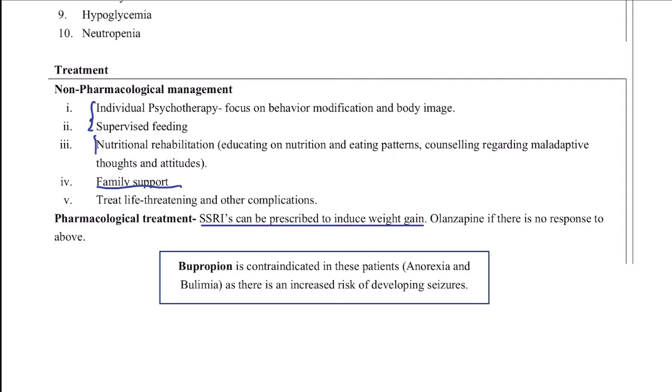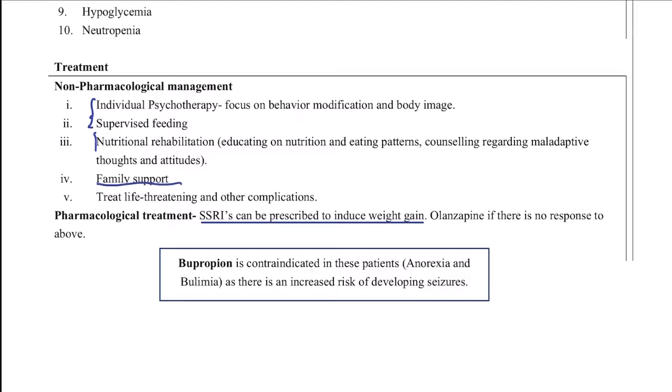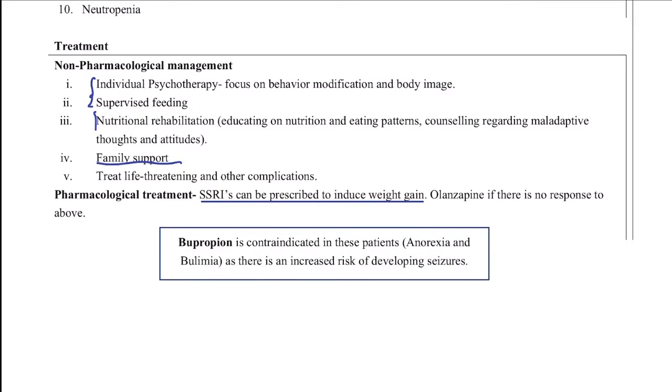Why do we give these SSRIs? They don't need it for depression. We give it to induce weight gain. And very important, there's a drug which we will learn. It's called bupropion, which is contraindicated in these patients because there is an increased risk of developing seizures. This is usually used, we will learn about this. One of these uses is to help people quit smoking.